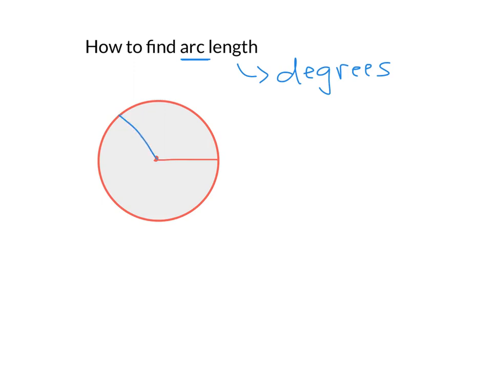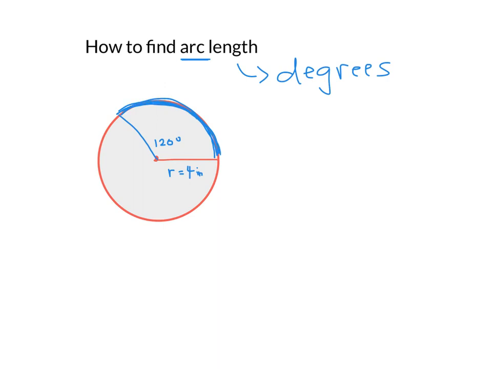Alright, so remember the arc length is on the outside. If you think about your circle as a piece of pizza, it's like the crust. So this is the arc length. And maybe they gave us that this was 120 degrees. And maybe they told us that the radius was 4 inches, and wanted us to find the arc length, which is right here.